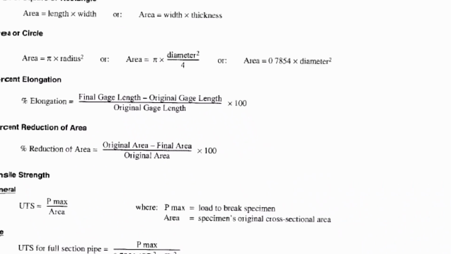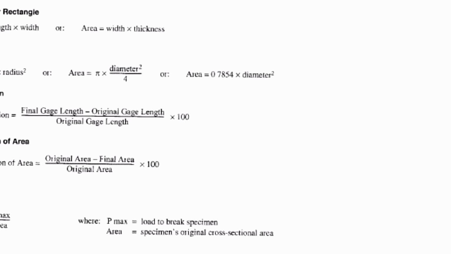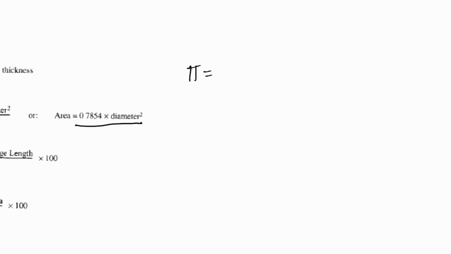Let's get to it. For the area of the circle, it is given by pi times radius squared, or pi times diameter squared over 4. The shortcut for that one, for pi over 4, is 0.7854 times diameter squared, which is given here. So pi is equivalent to 3.1416. So that is the numerical equivalent of pi.